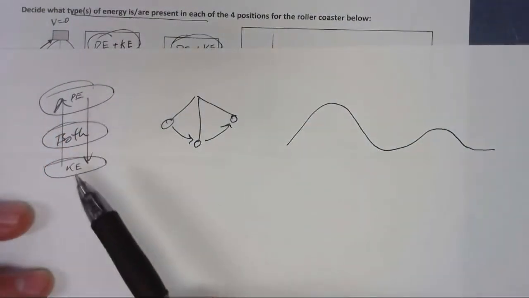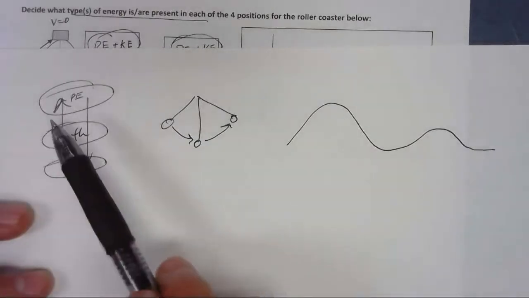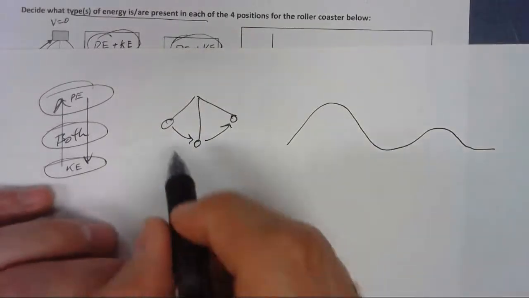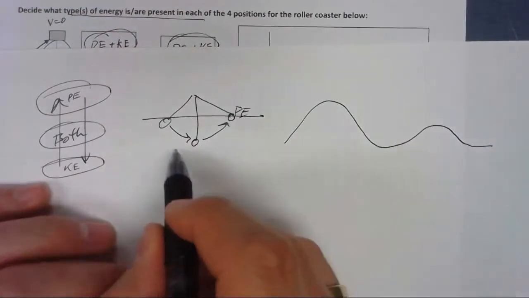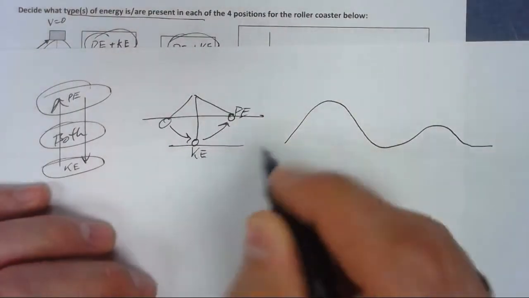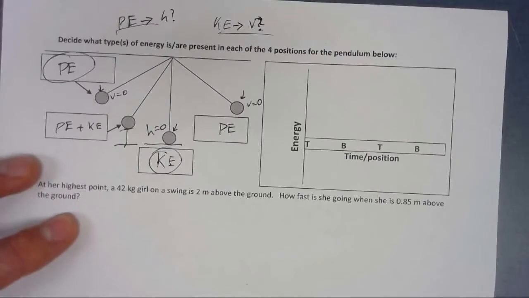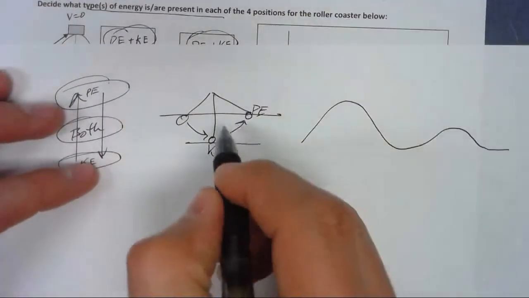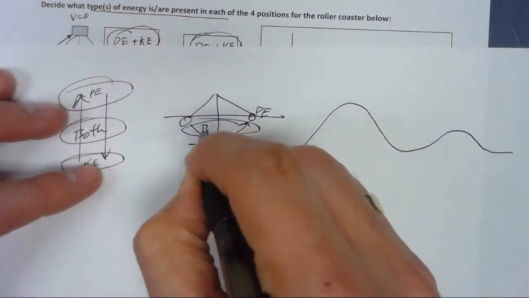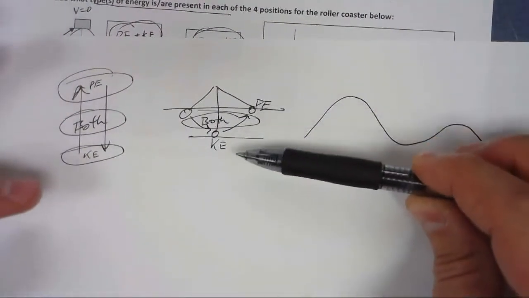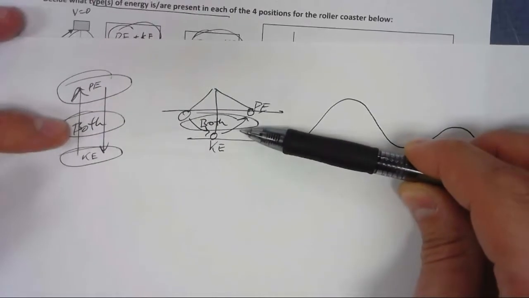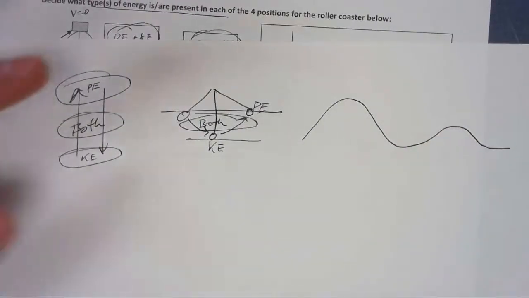Everything at the top is potential. Everything at the bottom is kinetic. Everything in the middle is both. Check it out. Pendulum. Everything at the top, potential energy. Everything at the bottom, kinetic energy. That's what we decided up here. And everything in the middle is both. Same thing. Everything at the top, potential. Everything at the bottom, kinetic. Everything in the middle is both, regardless of what direction it's going.